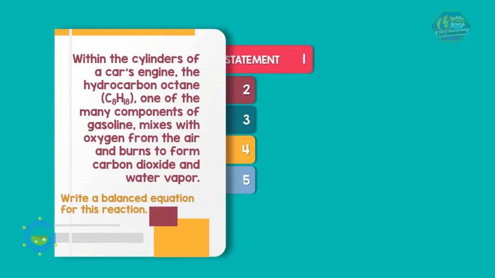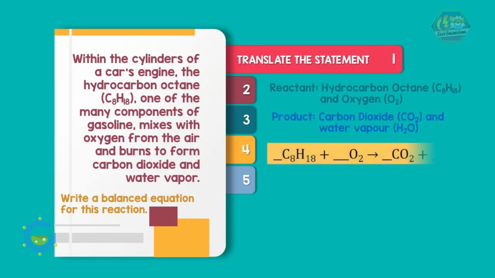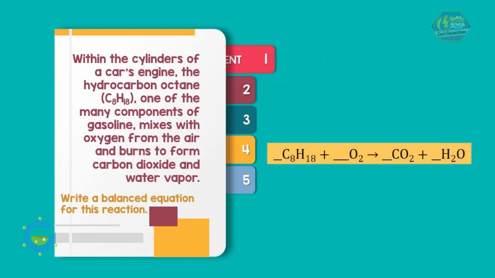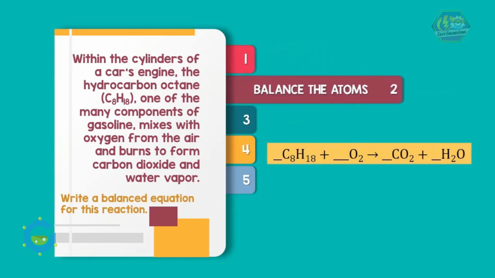So step number 1, translate this statement. So we have the reactants and products. Step number 2, balance the atoms. Start with the complex C8H18 and balance O2 last. The C atoms in C8H18 end up in CO2. Each CO2 contains 1 C atom, so 8 molecules of CO2 are needed to balance the 8 C atoms in each C8H18.